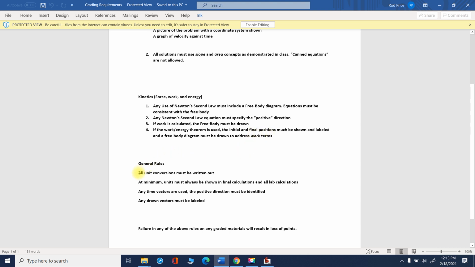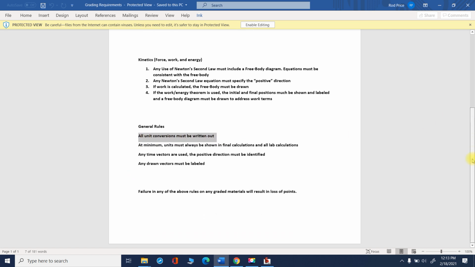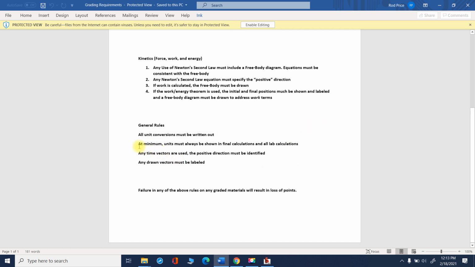All right, some more general rules here. All unit conversions must be written out, showing how they work out. At minimum, you better have the units in at least the final calculations in any problem, and all lab calculations. All lab calculations should have units. I'm letting you take these things home, or you're working on them in lab. There's no reason why you should have calculations that don't have units in them in the lab.